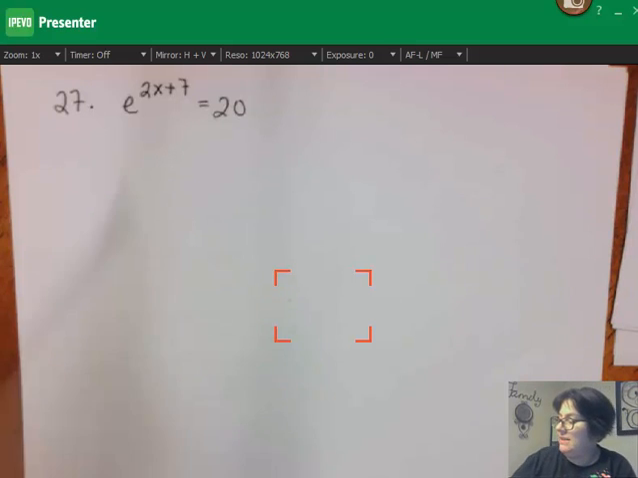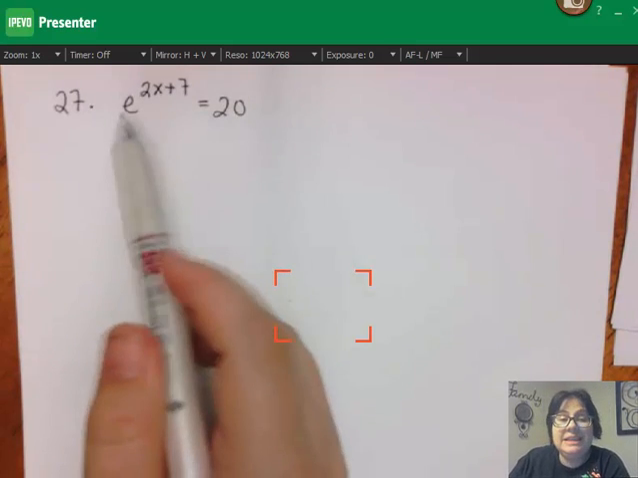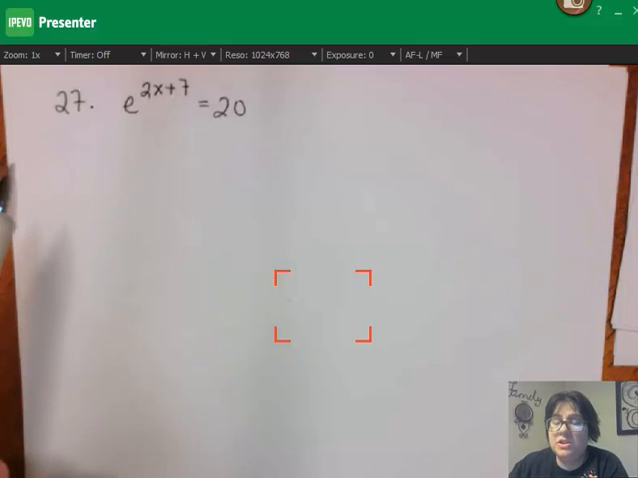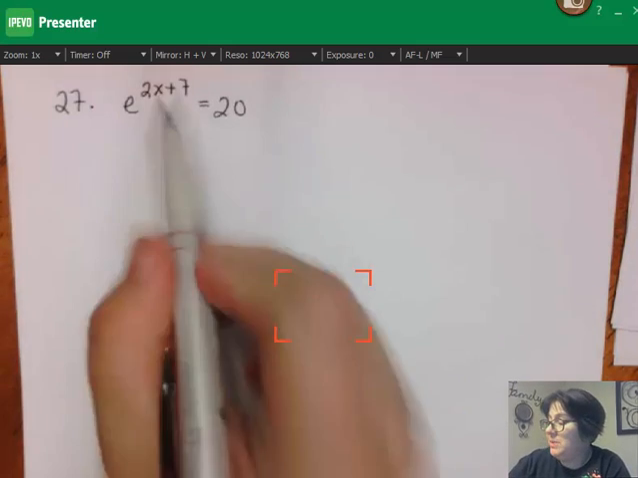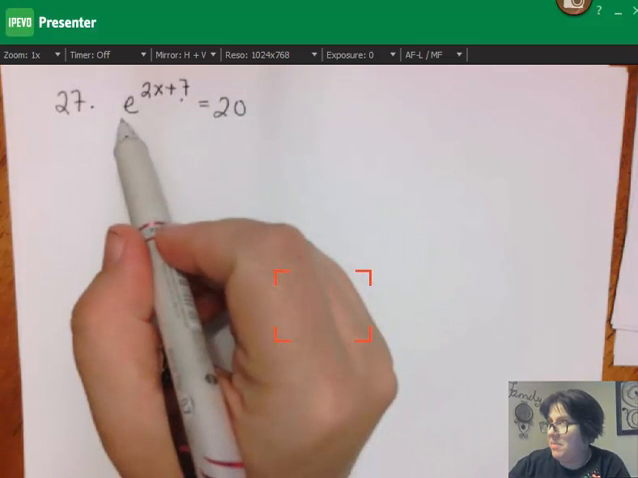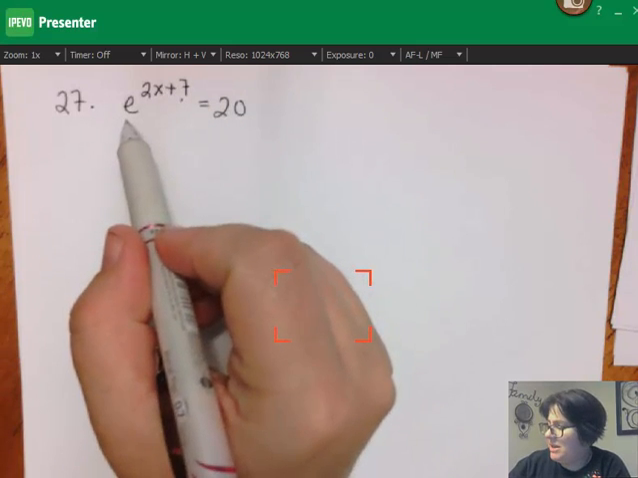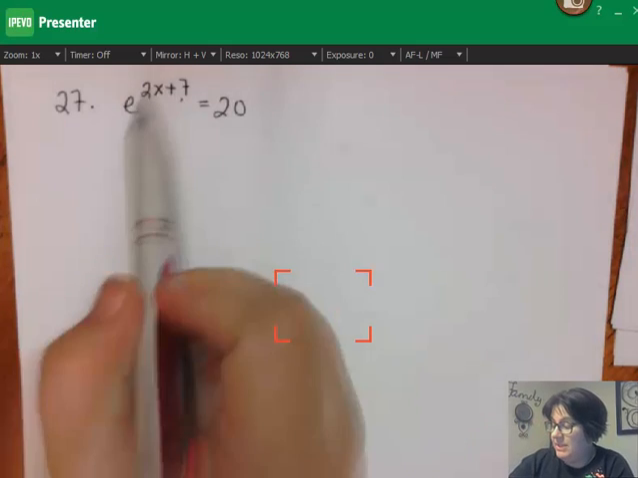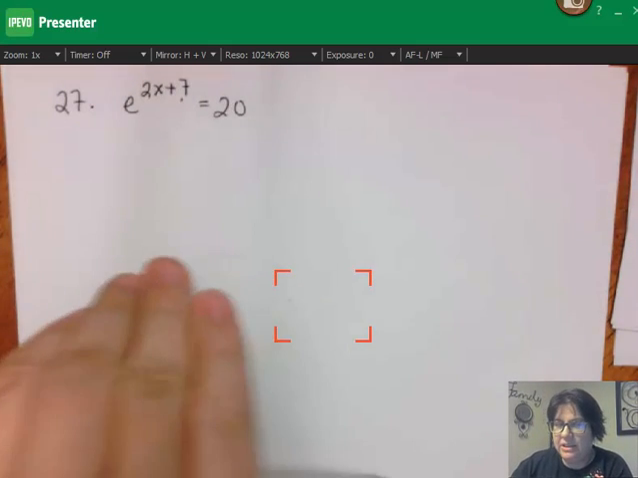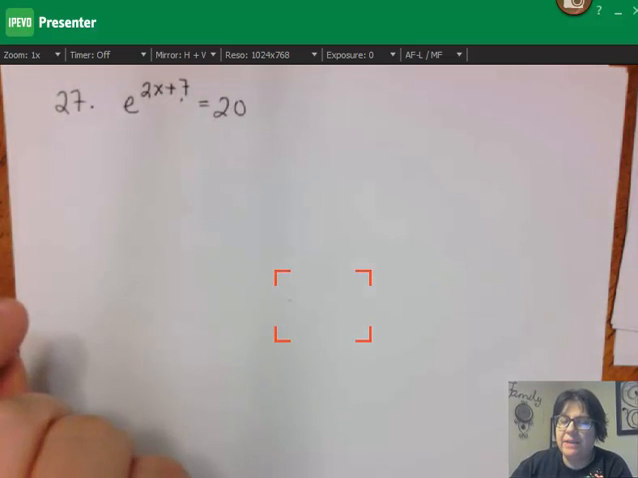All right, number 27. So again, with the E in it, every time you do a problem, you want to ask yourself if you need a log. So do we need a log? Oh, we do, because the variable is an exponent. The thing being taken to the exponent is by itself on one side already. All of that's over there. So you don't have to do any dividing or anything like that. You can do your log right away.